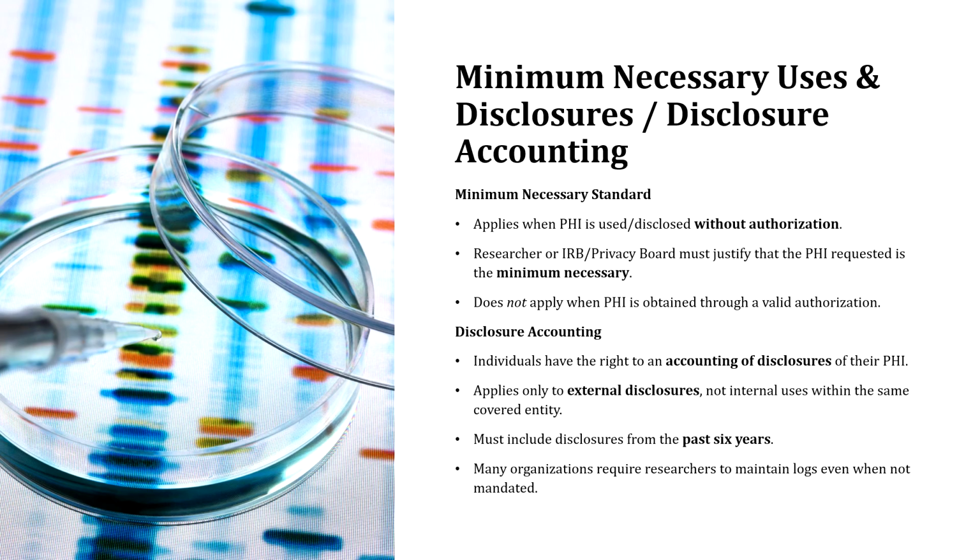The minimum necessary rule states that when PHI is used without full authorization, researchers should access only the minimum information needed for the study. A covered entity can rely on the researcher's justification or an IRB or privacy board's review to confirm that the standard is met. Once a participant signs an authorization, this rule no longer applies because they've already agreed to the use.